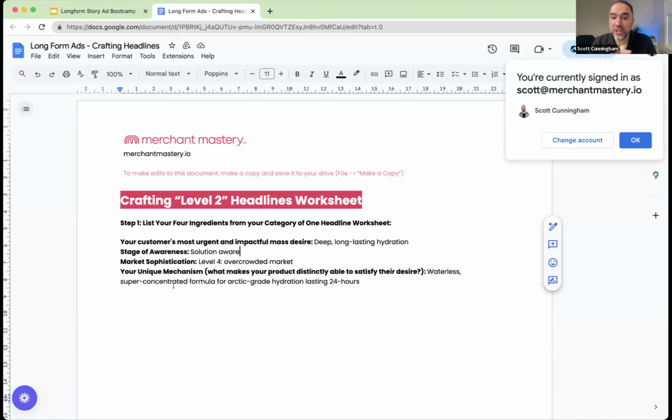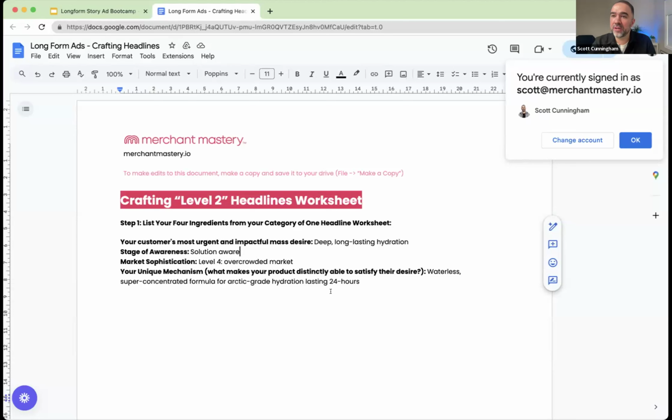Then we talk about your unique mechanism. What makes your product distinctly able to satisfy their desire, unlike anything else that could? It could be a mouthful. My mouthful was: waterless, super concentrated formula for Arctic grade hydration lasting 24 hours.